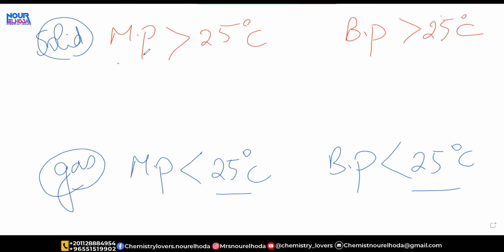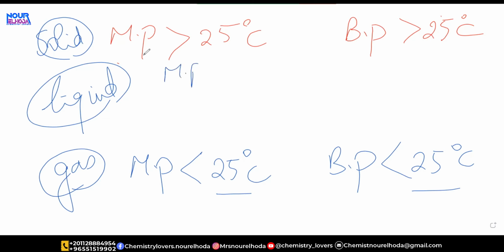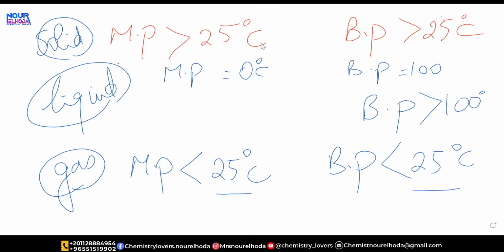So when do I say it's a liquid? The liquid is a bit confusing. For me, I think the best way to remember is water. If you check water, what's happening? The melting point of water is 0, or the freezing point is 0 degrees. Well, the boiling point is 100 for water. But this means the boiling point is higher than what? This means the boiling point is higher than 100 degrees.